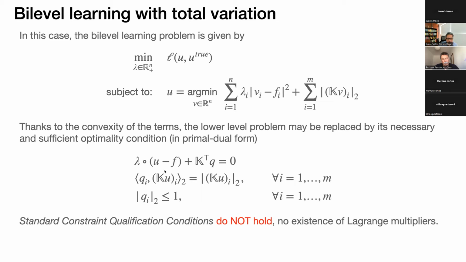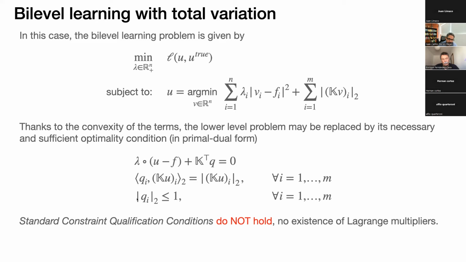And apart from that, you have some non-smooth relations that are involved in a pixel-wise manner. And the first one is the Euclidean norm of the gradient of the image in the pixel, and also the scalar product between this gradient and the dual multiplier. And apart from that, you have that the dual has a Euclidean norm which is smaller or equal than one. Now, standard constraint qualification conditions do not hold in this case, and you cannot prove the existence of a Lagrange multiplier. If you just replace this minimization problem with these three types of relations, you preserve the non-smoothness in these two Euclidean norm terms that you have here.